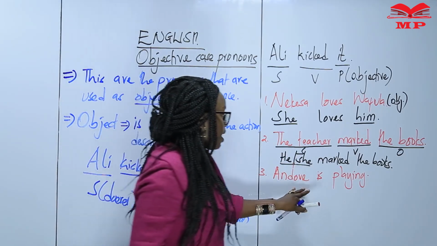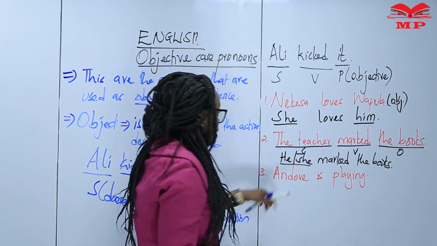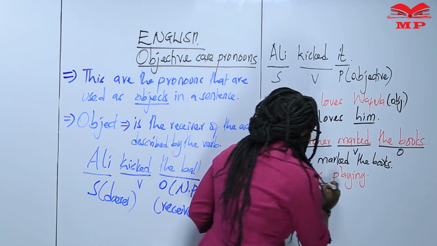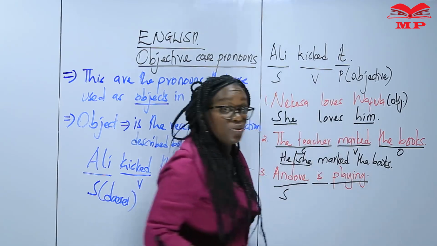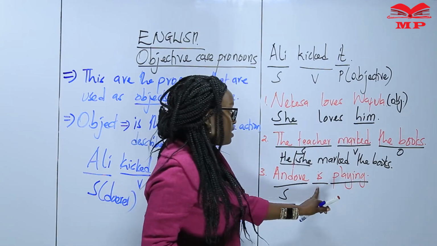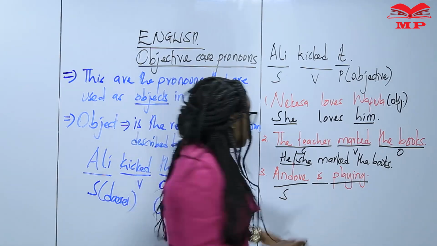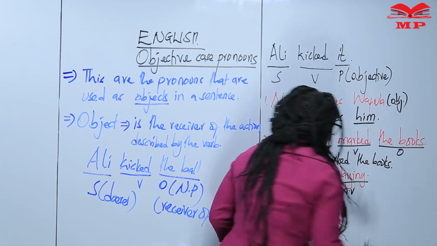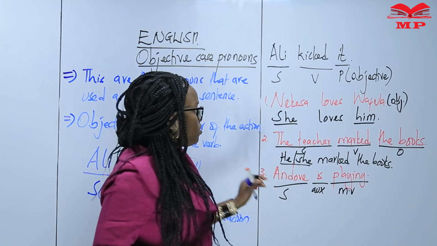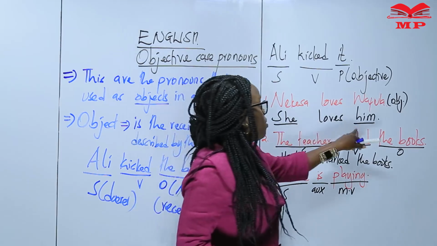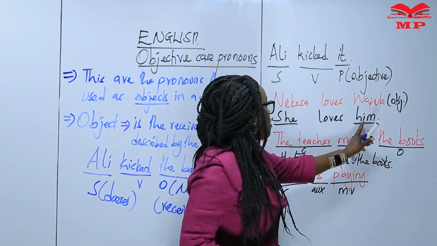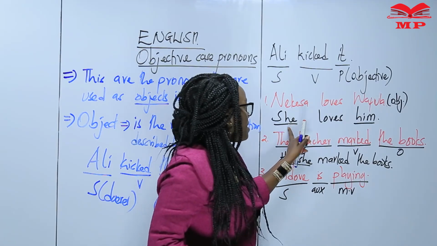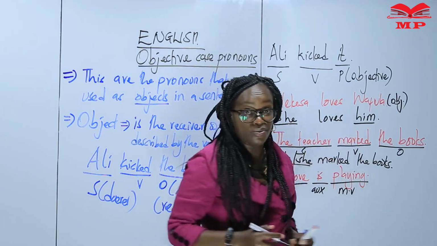If we also look at this one, Andove is playing. In this case, Andove becomes the subject of our sentence, and then is and playing, these two are actually verbs. In this case, our sentence here does not actually have an object because this is an auxiliary verb and this is actually the main verb in the sentence. Therefore, what I wanted for you to be able to see is how different these two are. They are actually pronouns, but there's a difference in the way that they are used.